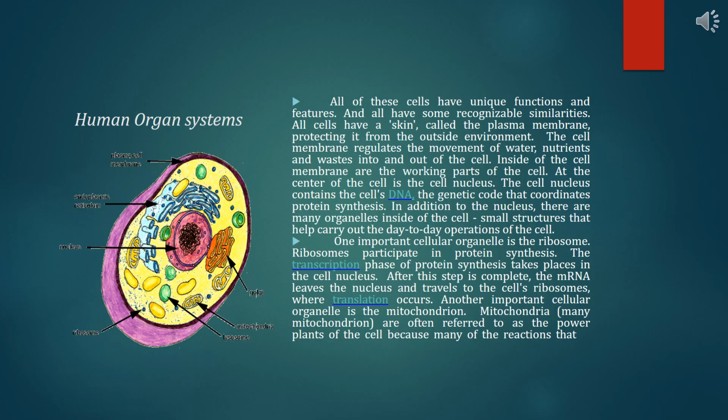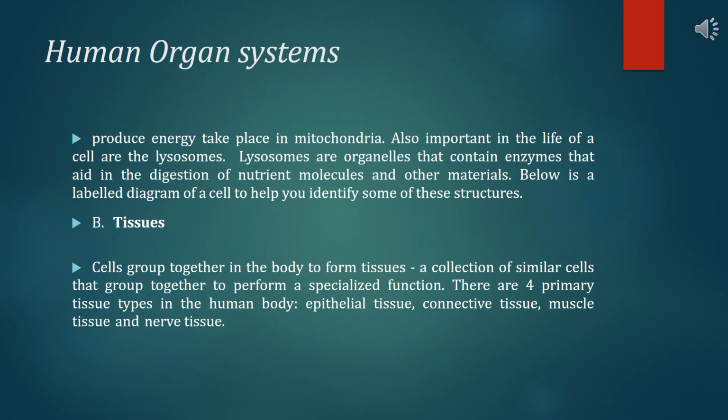Another important cellular organelle is the mitochondrion. Many mitochondria are often referred to as the power plants of the cell because many of the reactions that produce energy take place in mitochondria. Also important in the life of a cell are the lysosomes. Lysosomes are organelles that contain enzymes that aid in the digestion of nutrient molecules and other materials. Below is a labeled diagram of a cell to help you identify some of these structures.